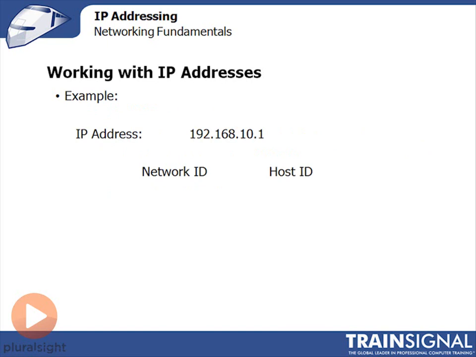All right, so here's an example. We have an IP address which would be simply listed as 192.168.10.1. If you take that IP address, here's what we know. We know that the leftmost portion of this IP address, so the left half, we'll say, is the network ID. We also know that the right half, the right side of this IP address, is the host ID. So that's the unique identifier within the network.